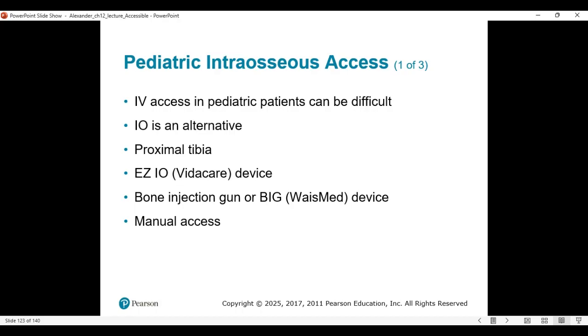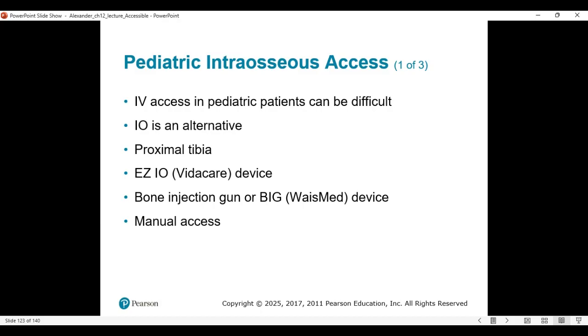IO, or intraosseous access. We can do this in pediatric patients when their IV is difficult. We can do it in adult patients who need it as well. If we can't get an IV for some reason, we can go IO. We can use the proximal tibia. We can use the deltoid or the humeral head. And they are now teaching the distal femur.